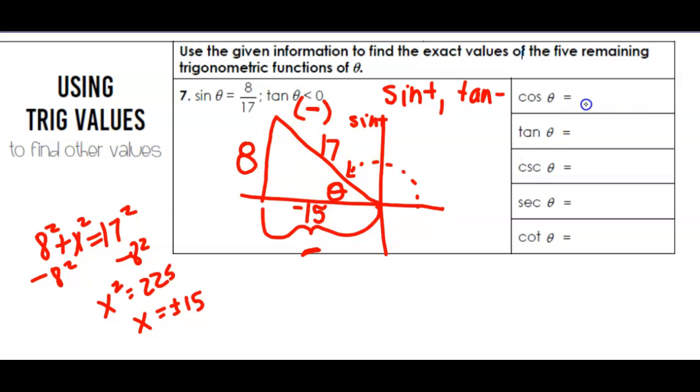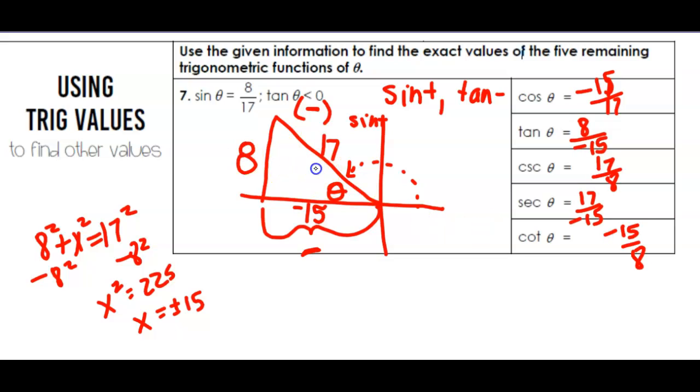So then when we fill all these in, cosine is adjacent over hypotenuse. Tangent is opposite over adjacent. Cosecant is the flip of sine. Secant is the flip of cosine. Cotangent is the flip of tangent.